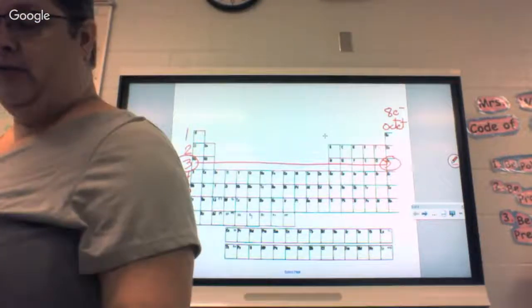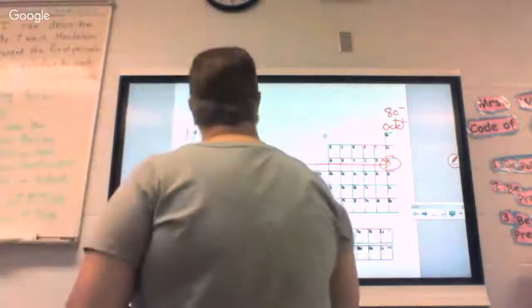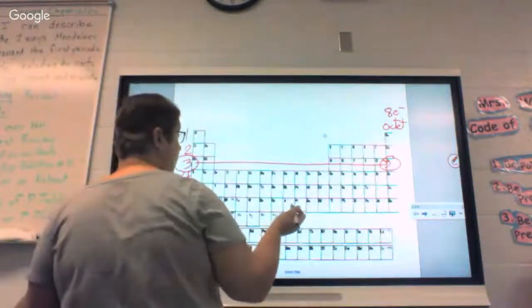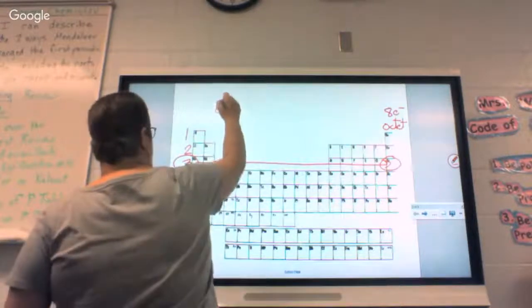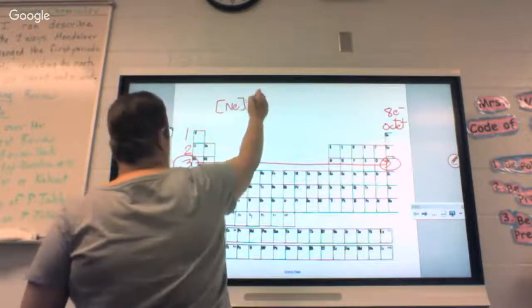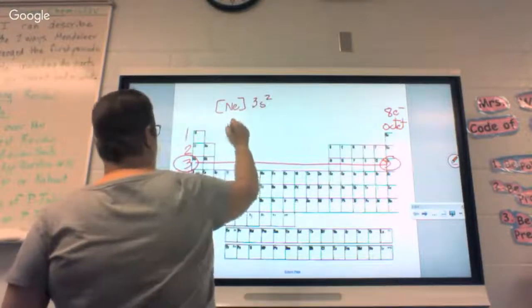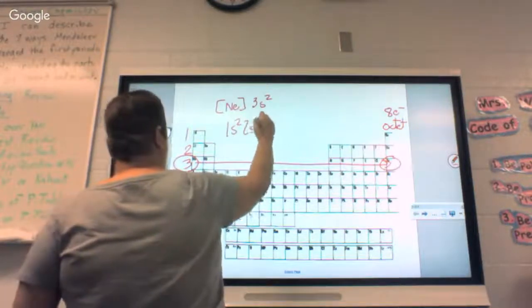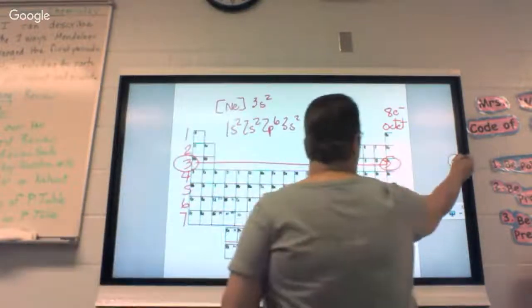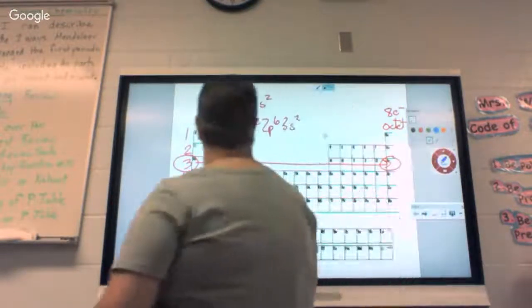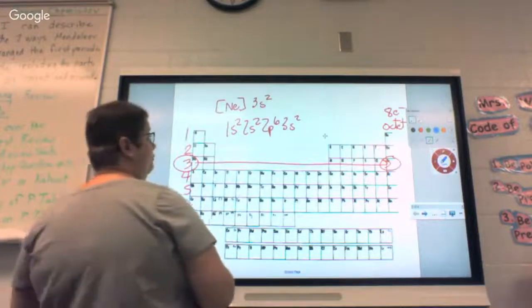The outer energy level configuration for magnesium. So, you can write it in longhand or shorthand, which do you prefer? If you did it in shorthand, Ne, 3s2. If you did it in longhand, 1s2, 2s2, 2p6, 3s2. They asked you what's the outer shell configuration. So what's the outer shell configuration?